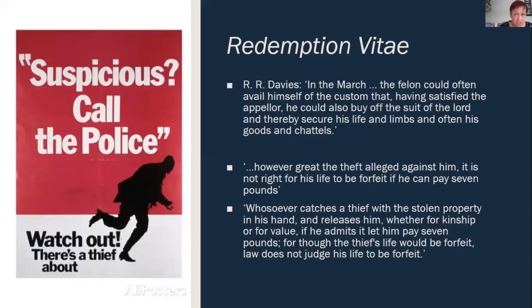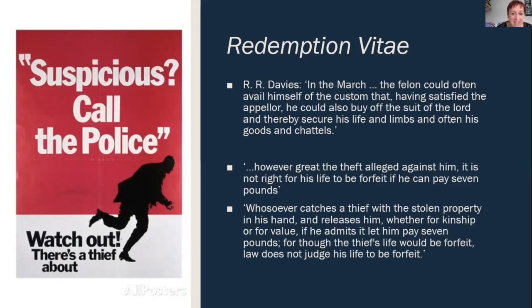Now, I mentioned that there was execution for theft in medieval Welsh law, but the tendency was to try and avoid executing people if necessary, but theft was a serious crime. And the Welsh texts say, and this is on the screen for you, however great the theft alleged against the thief, it is not right for his life to be forfeit if he can pay £7. And another section says, whoever catches a thief with stolen property in his hand and releases him, whether for kinship or for value, if he admits it, let him pay £7. For though the thief's life would be forfeit, law does not judge his life to be forfeit if he can pay the £7.